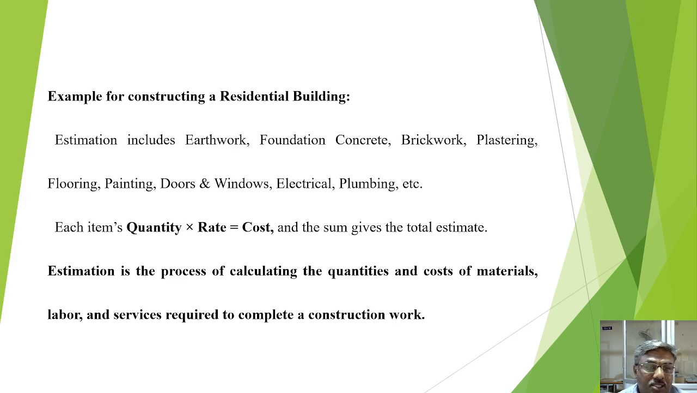For each item of work, the quantity multiplied by the rate is called the cost of construction. It gives the total estimation, from calculating the quantity of materials, labor, and services required for the completion of the construction work.